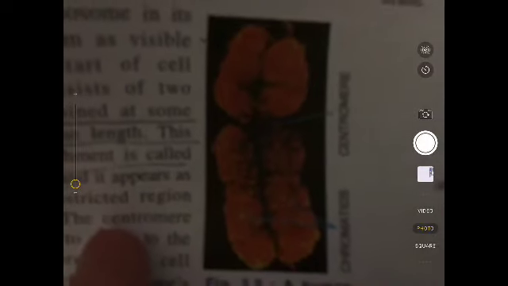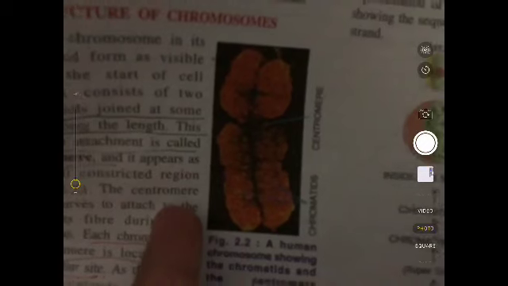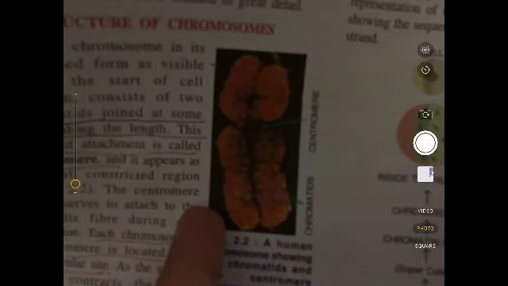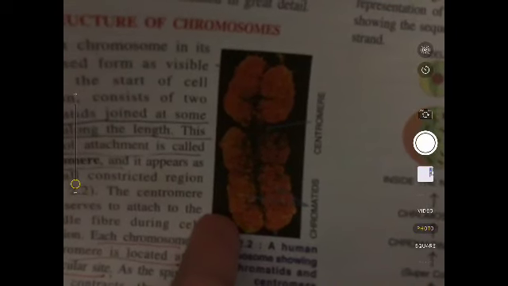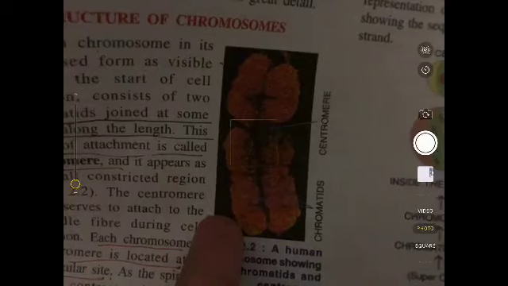So students, I want to tell you about this chromosome. You can see the structure of the chromosome, and we have discussed in the previous topic also that chromosomes are made up of chromatin material, and this chromatin material when condensed forms this chromosome structure. So students, now I want to tell you what are the different parts of a chromosome.